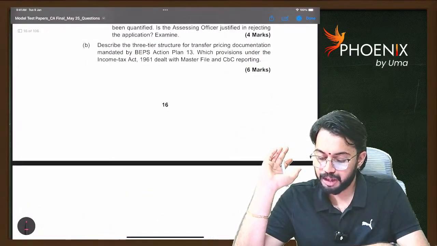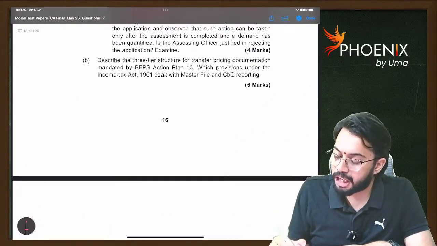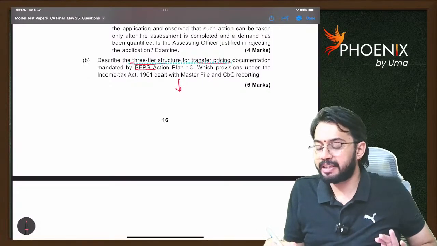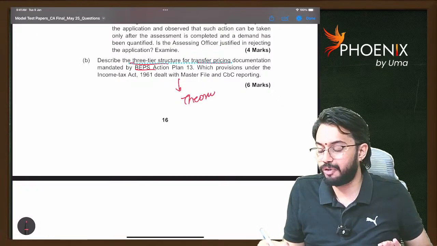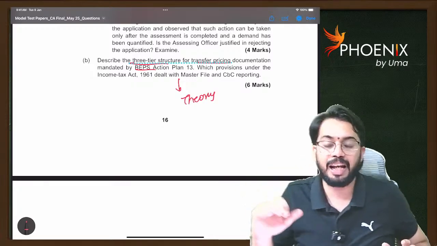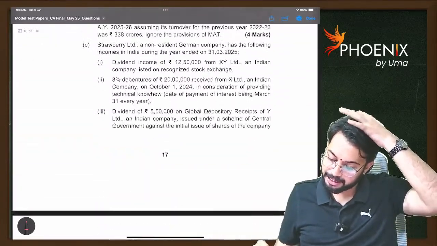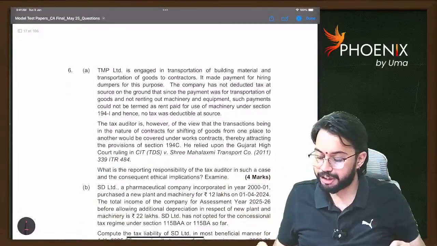Okay. Next, describe the 3-type structure of transfer pricing documentation mandated by BEPS. This is a theory question. You can read on your own. There is nothing that I can explain with regard to this. Next, the last question.